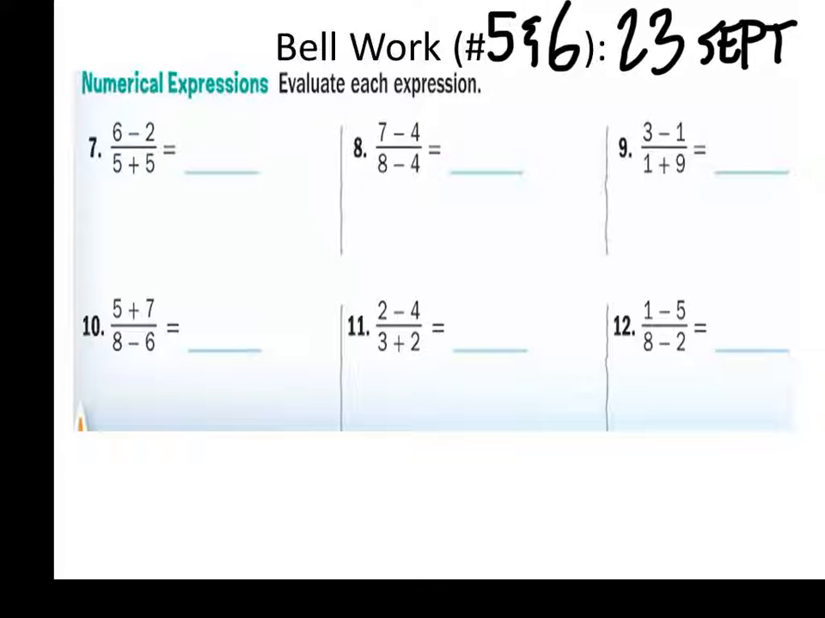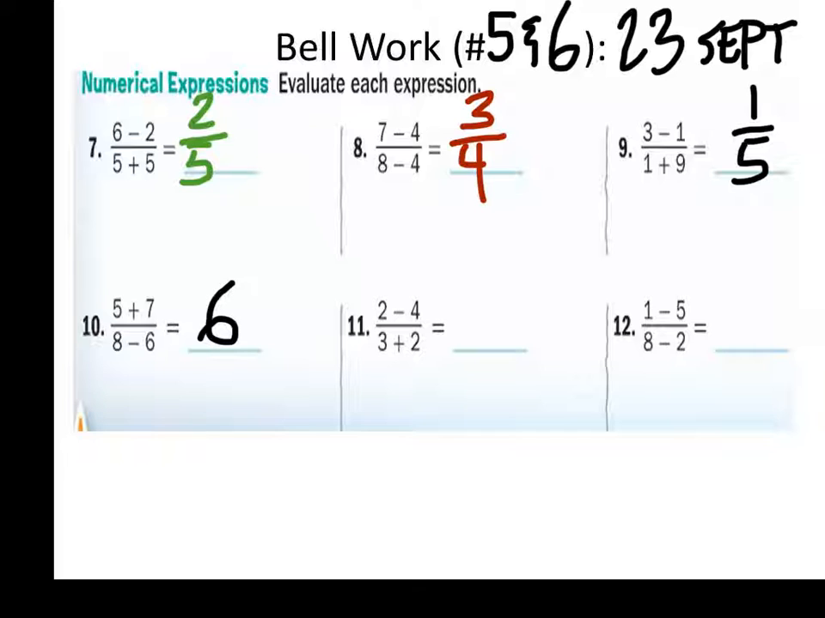All right, number seven. Number seven is Sioni. What did you say? Two-fifths. I knew it. Very good. Mr. Chow, eight. Eight, yes. What is eight? Three-fourths. Very good. Number nine. One-fifth. Yeah, one-fifth. Good. And ten. Yes. Six. Or six over one.